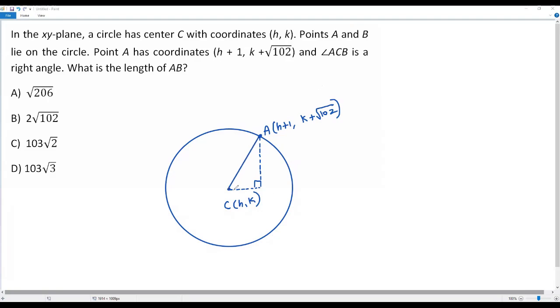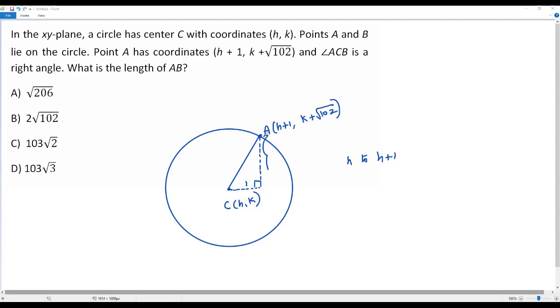And what is the length of the horizontal line segment over here? To get its length, we have to find the distance from the x-coordinate of the center h to the x-coordinate of the point A. So what is the distance from h to h + 1? Clearly, h + 1 is greater than h just by 1 unit. So 1 is the length of this horizontal line segment.